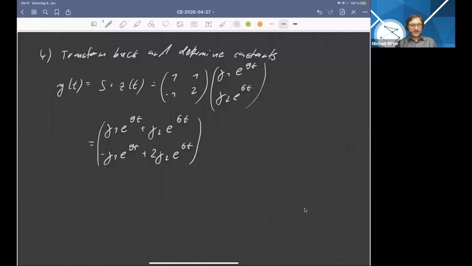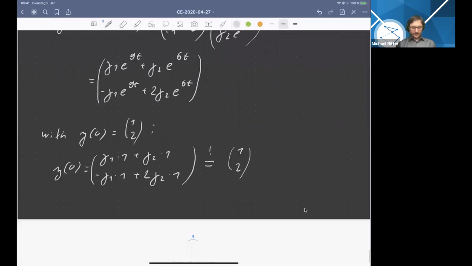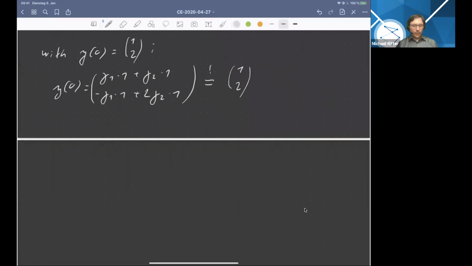And to determine these gammas, we use the initial values now. With the values that we have, y of 0 was supposed to be 1, 2. That means we just substitute 0 into this solution here. If we do that, we get e to the 0 everywhere, and e to the 0 is 1. So the result here is gamma 1 times 1 plus gamma 2 times 1, minus gamma 1 times 1 plus 2 gamma 2 times 1. And that's supposed to be equal to 1, 2. So what we want is a solution for gamma 1, gamma 2 that solves this equation system.